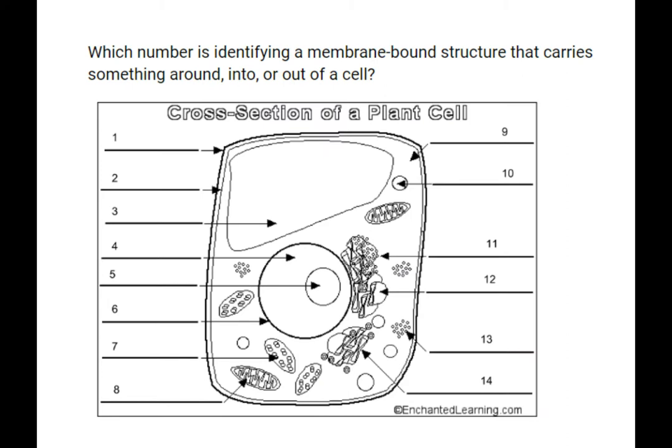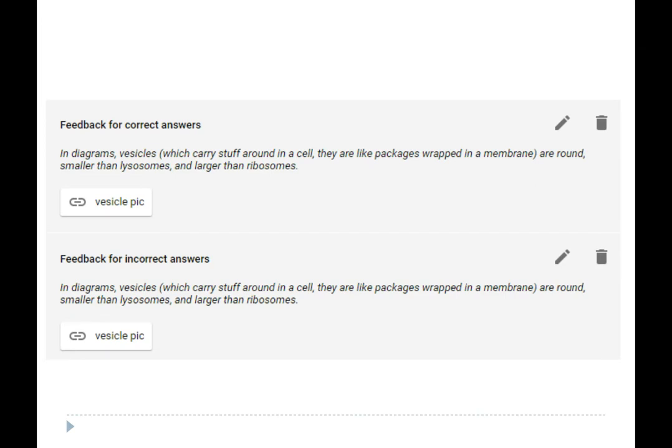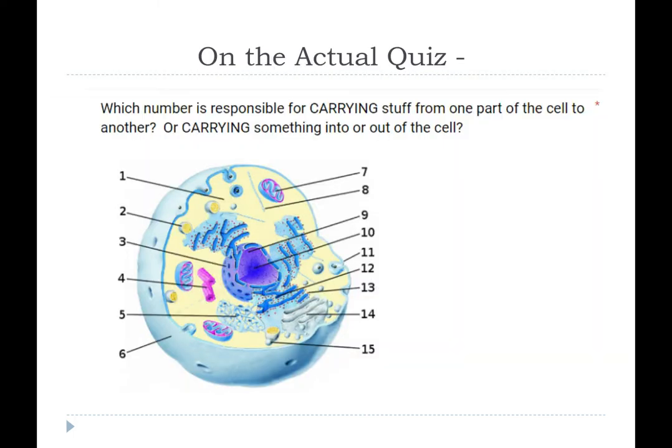On your practice quiz, you were asked which number is identifying a membrane bound structure that carries something around, into, or out of a cell. And then on the feedback, you were given this: vesicles, which carry stuff around in a cell. Okay, so you were given that information. On the actual quiz, which one is responsible for carrying stuff around the cell or carrying something into or out of the cell? We can see that number 11 is a vesicle that is leaving the cell.